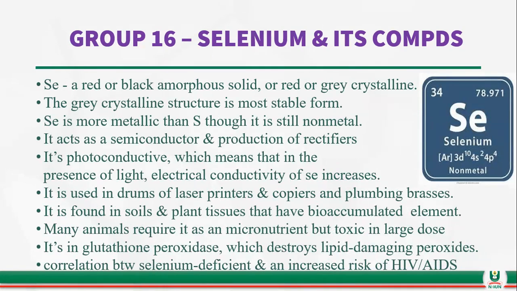It acts as a semiconductor and is used in the production of rectifiers. All these panels of the computer, the microchips of the phones, all these use semiconductors to make them. They are also used in the rectifier, which is a diode, for converting alternating current to direct current, which you find in the transistor.